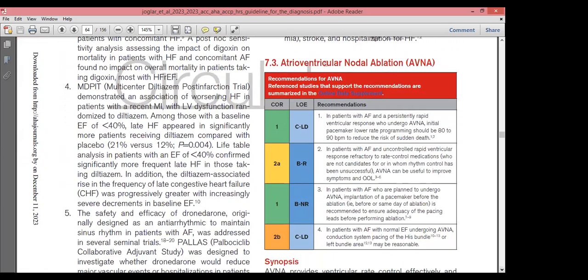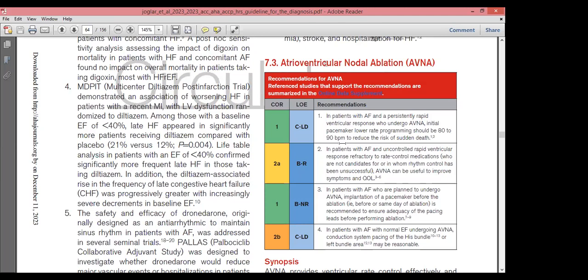Okay, AV nodal ablation. For class 1A recommendation, in people that have AF, we expect that with increasing atrial electrical activity, the AV node should be able to slow down what is being conducted to the ventricle. But when this does not happen, and the patient is having AF with rapid ventricular response, it is a class 1 recommendation that these patients should have AV nodal ablation.